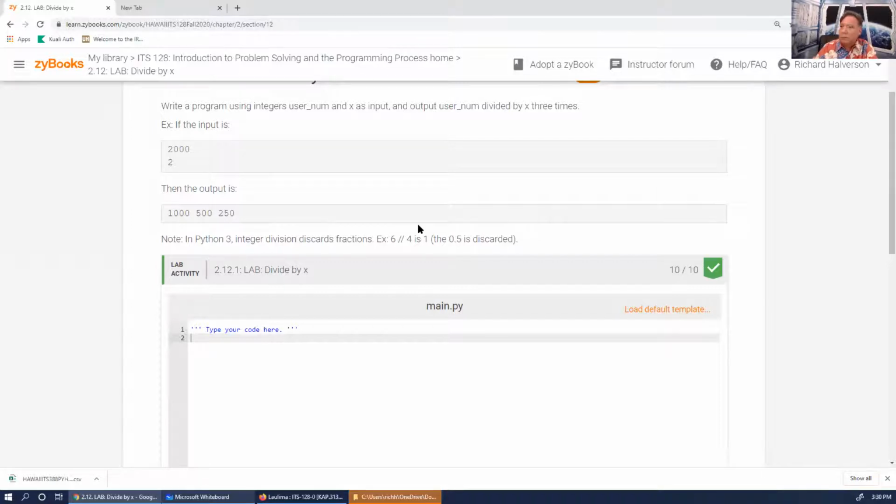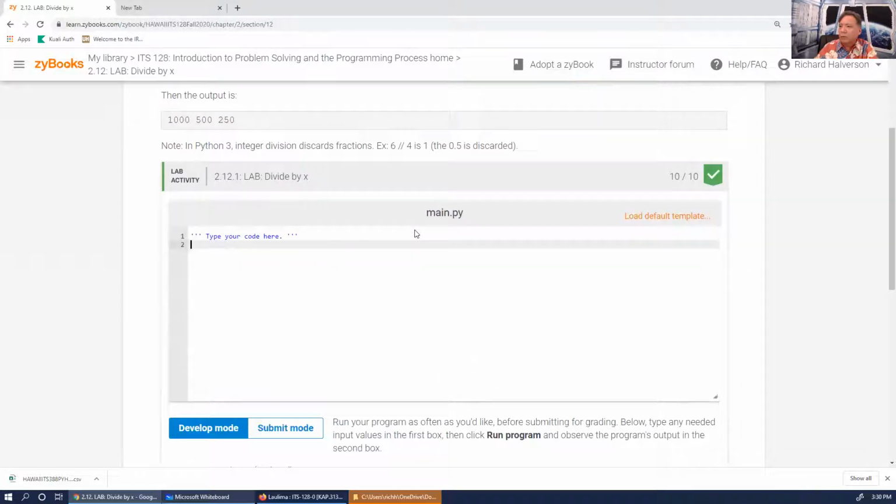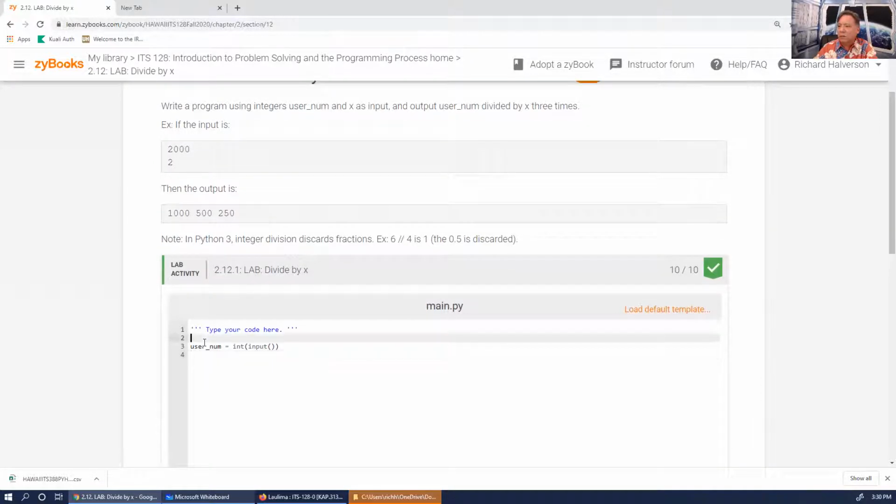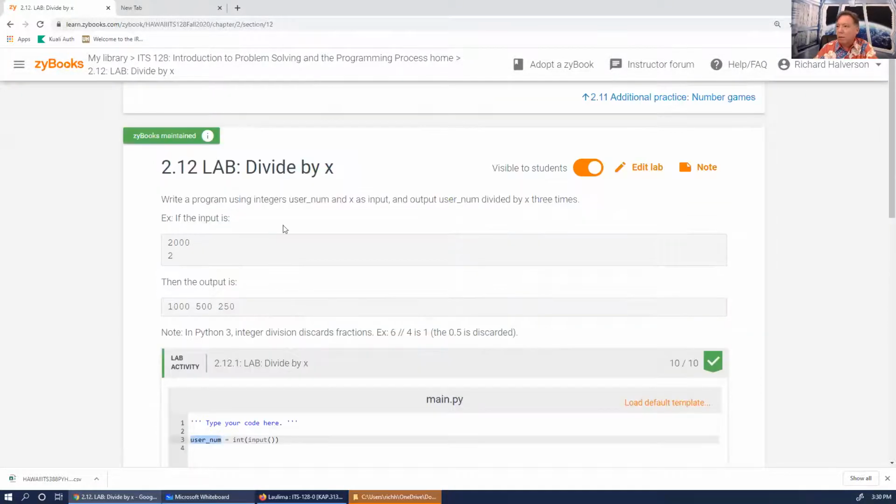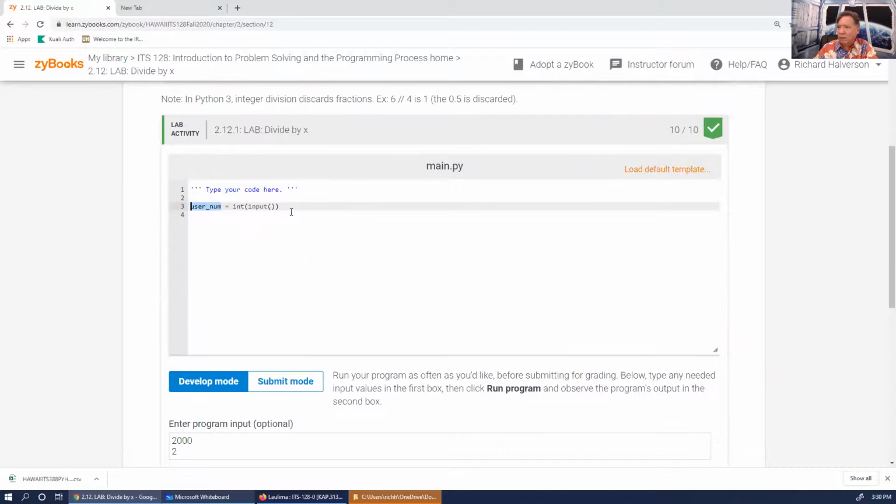Oops, we have to input the stuff too. Okay, so user num equals int input. That's going to grab the first number that's entered, and it's going to go into this user num, and the second one that comes in is going to go into x.